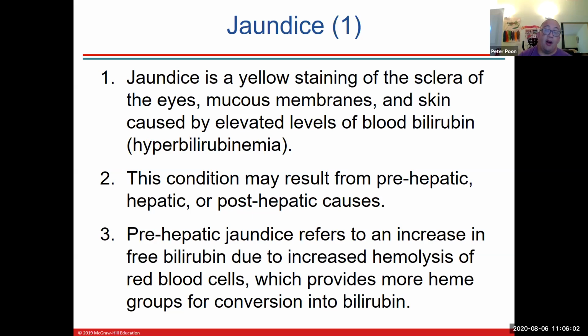So the symptom of liver failure is jaundice. Jaundice is a yellowing of the skin and even the sclera of the eyes, caused by high levels of bilirubin.